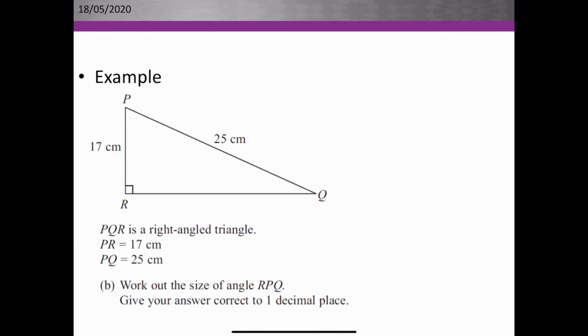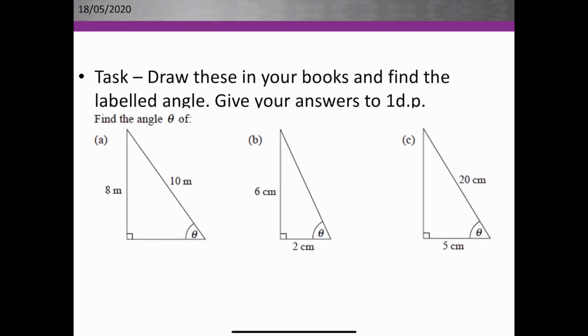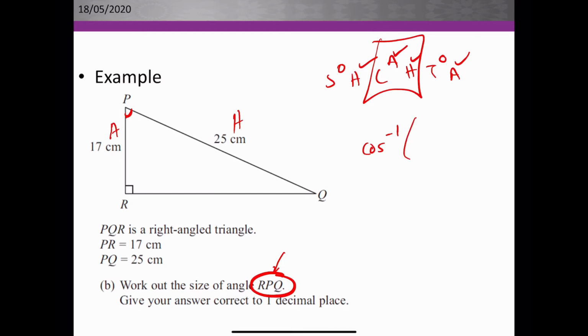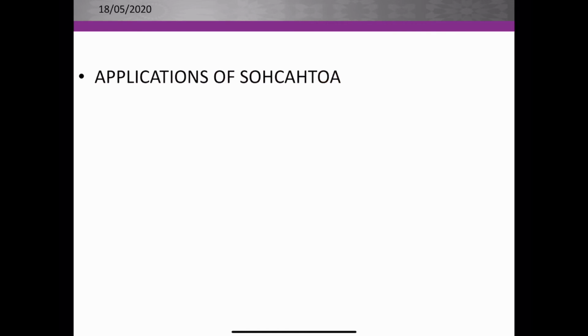Same again, if you want to pause the video and try this question. Work out the size of RPQ. Which one's RPQ? Remember, the middle letter represents which angle you're trying to find. So we're trying to find that one there. You've got hypotenuse and you've got adjacent. So SOHCAHTOA again, I would have to use cos. So cos minus 1 of adjacent over hypotenuse in order to work it out.